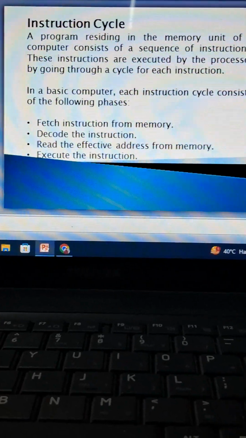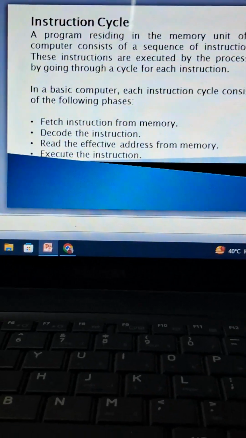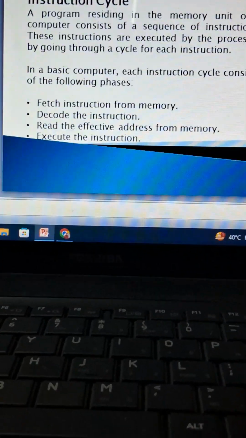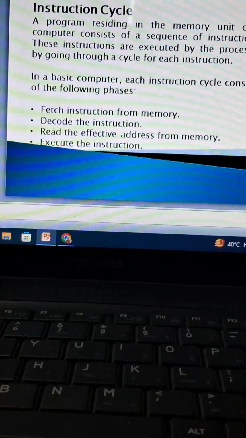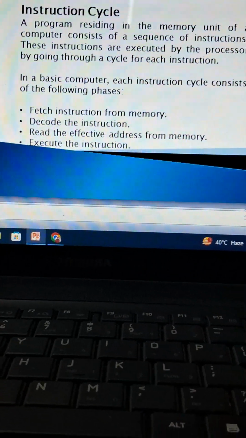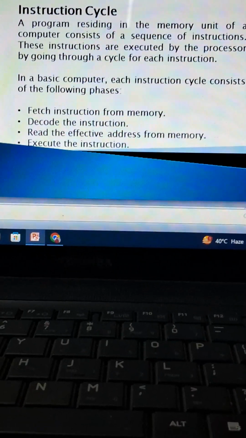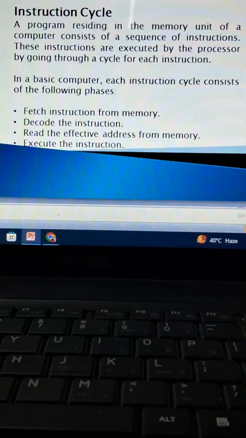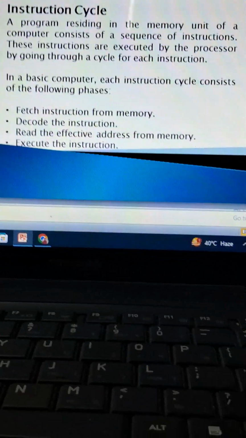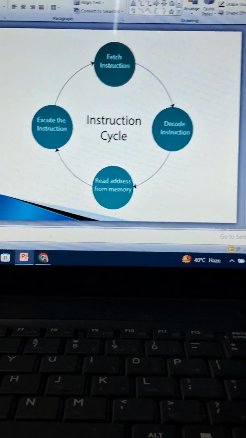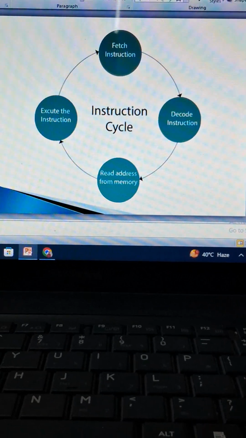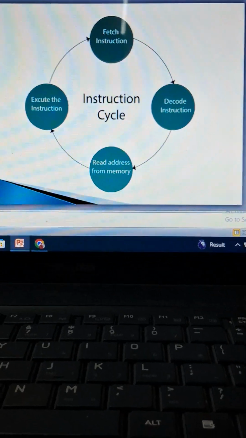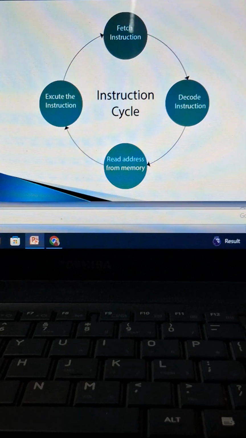First is fetching the instruction from memory. Whatever instruction is needed is first fetched from the memory, then we decode this instruction to see what we have to perform. After that, it has to read the effective address, where in the memory the data is stored, then carry out the operation, and the data is executed as the output of the instruction. So the instruction cycle consists of fetching the instruction, decoding, reading the address from memory, and executing the instruction. That is called the instruction cycle. So these four steps are included in the instruction cycle.